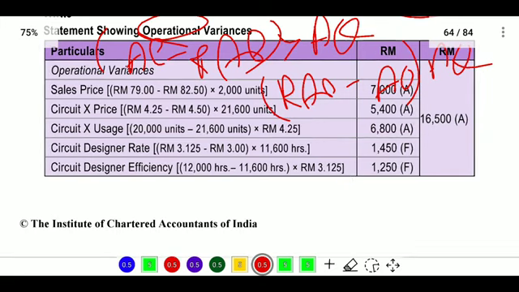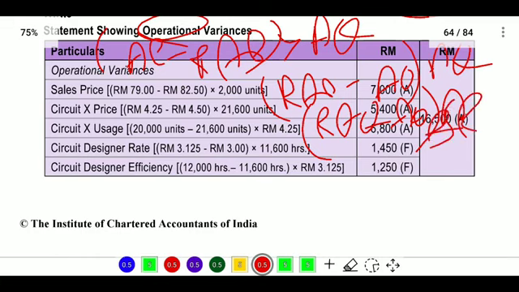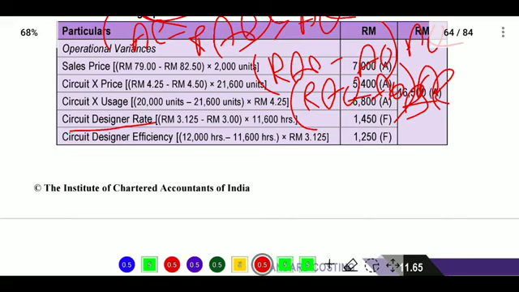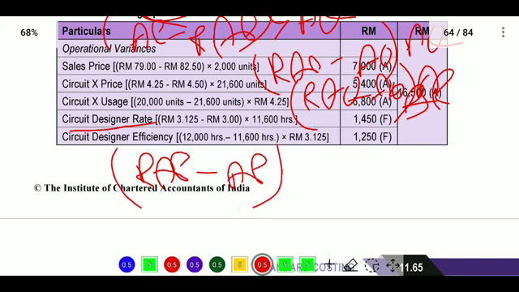Next, usage means quantity. Which quantity will we take? Revised actual quantity minus actual quantity into price. Which price will we take? Standard price, revised standard price. Next, circuit designer rate. Circuit designer rate means rates. Rates means revised actual price minus budget actual price, revised budget price minus actual budget price, into quantity.